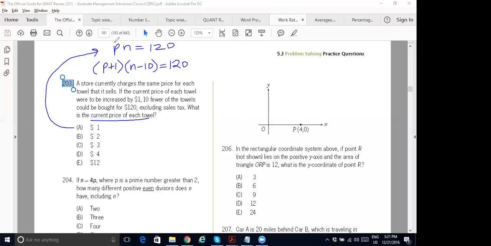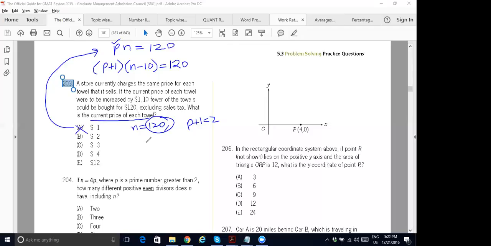So now, this is the current price that is asked. So current price is P. If we put 1 in place of P, we will get number of towels as 120. And if I increase the price, that is P plus 1, it will become 2. So 2 into number of towels should be 120, but 2 into 110 will give me 220, not 120. So 1 is ruled out. Oh, so you're substituting. Yes.